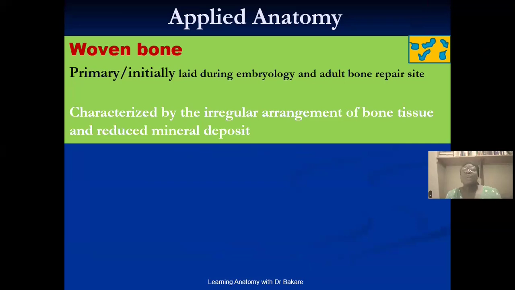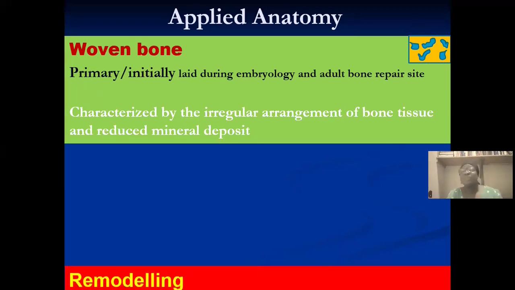So let's quickly look at the applied anatomy. Let's look at woven bone. Woven bone is also referred to as primary bone. It is the initial bone tissue type that is laid down during embryonic development. It is also seen at repair sites in adulthood. If you look at this image at this angle, this is what the woven bone looks like. It is characterized by an irregular arrangement of bone tissue with reduced mineral deposits. This is what is initially laid down before we have final rearrangement or restructuring into the Haversian pattern.